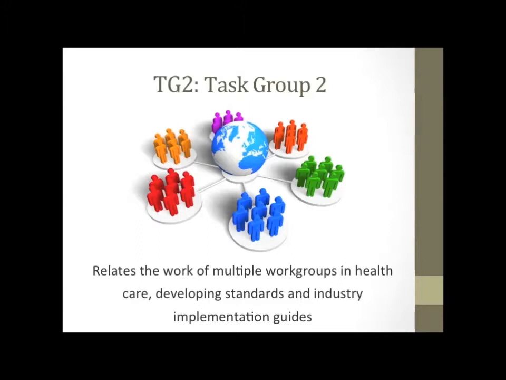The subcommittee oversees the task group TG2, which relates the work of multiple work groups in the healthcare field, developing standards and industry implementation guides. TG2 provides the first level of official voting in approving the standards and the co-chairs of the task group representing X12 at the National Uniform Claim Committees, the National Uniform Billing Committee, and the ANSI Accredited Standards Developing Organization Health Level 7.